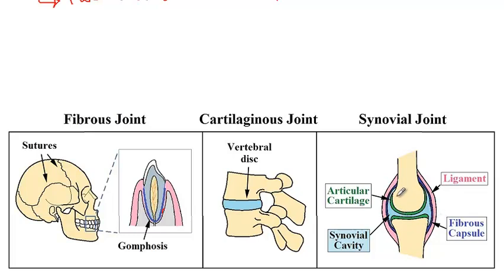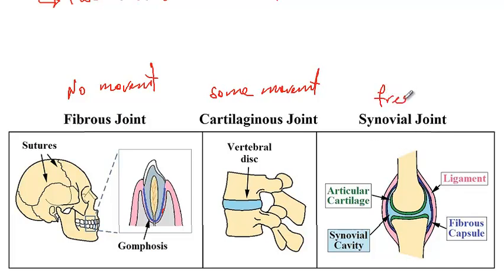Then we have a fibrous capsule, shown here in dark blue color, the function of which is to enclose the synovial cavity. And then finally we have ligaments that form the outer layer of fibrous capsule and hold the 2 bones together. So again, we have 3 types of joints: fibrous joint, which has no or very little movement; cartilaginous joint, which has some movement; and then synovial joint, which has a lot of movement. So this is a freely movable joint.